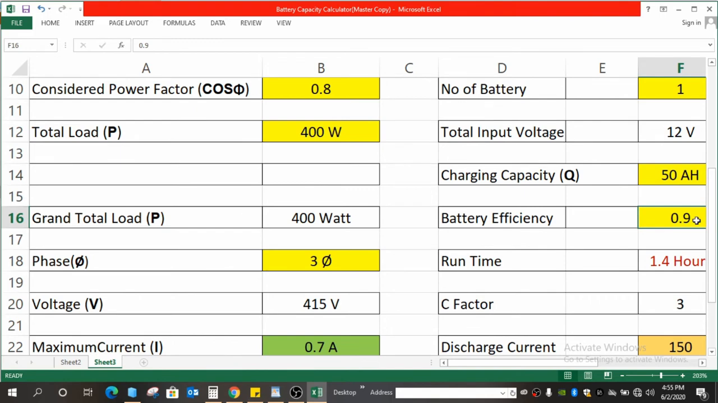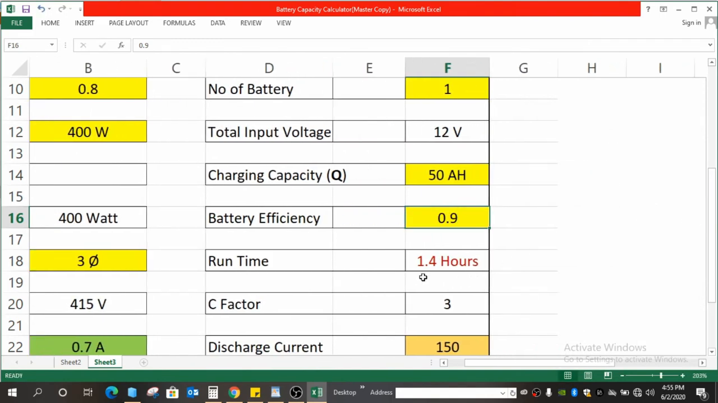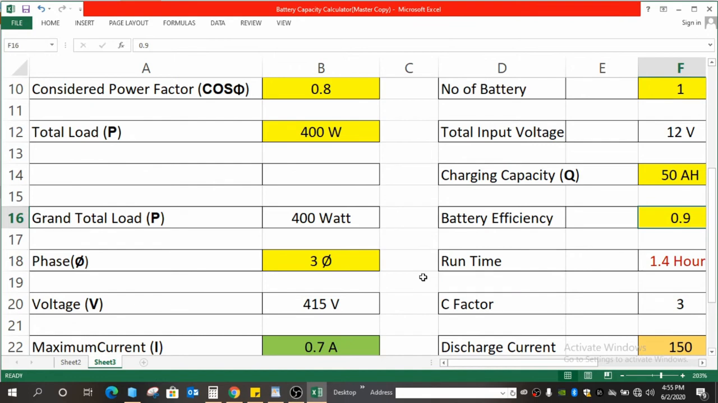In the battery efficiency I have entered 0.9 over here. Battery efficiency is also written on the battery. Basically battery efficiency is, if you are giving 100% to a system, and it is operating at 95, then the efficiency is 95%. If it is operating at 90%, then the efficiency is 90%. Every battery maker mentions their battery efficiency. You Google with the model number, or you can check it on the battery also. I have entered 0.9 as the efficiency factor.